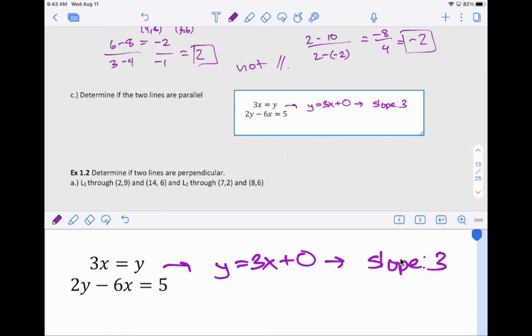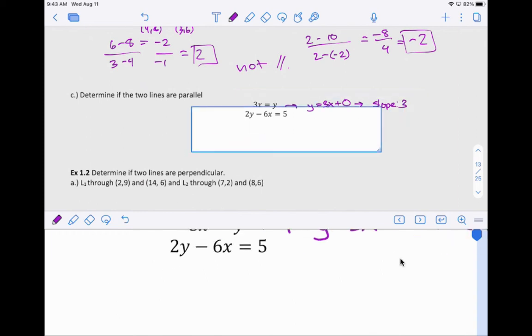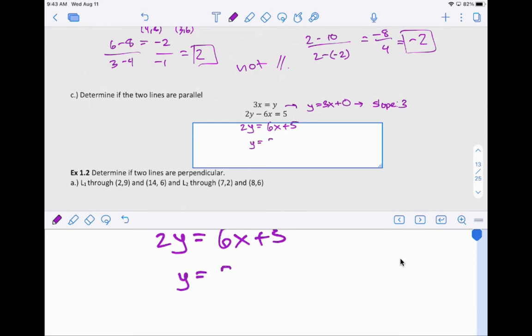Second one, not as convenient. This is standard form, right? And standard form does not show us our slope, so we'll have to rearrange it. The fastest way to rearrange to find slope is probably to go into slope-intercept form. You could go into point-slope form, but that gets a little tricky to choose your point with that. So I'll just go with slope-intercept form. Go ahead and move that 6x to the other side, and then divide 2 to everything.